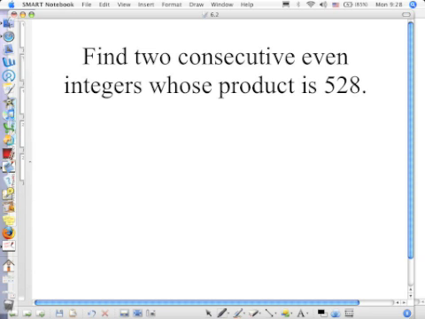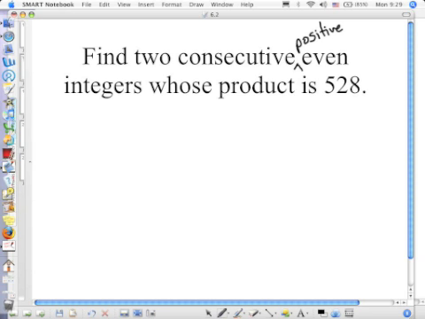I'm going to insert a word here. Find 2 consecutive positive even integers whose product is 528. That requires us to know definitions. What does 2 mean? 2. What does consecutive mean? Back to back. What does positive mean? Positive. What does even mean?